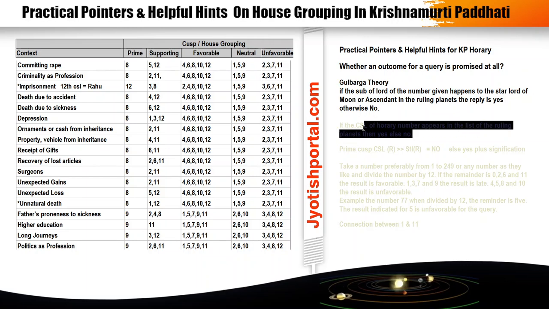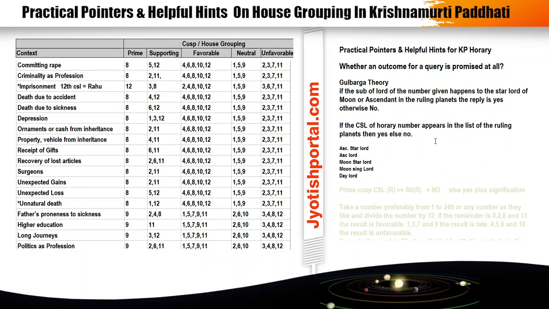Now this rule has some more extension. That is, if the sublord of the ascendant cusp of the horary number appears in the list of the ruling planets, then it is yes, else no. It sounds similar, but this is a little more of an extended rule. So let me explain this. These are the ruling planets, and this is the order of their strength: the ascendant star lord, ascendant lord, moon star lord, moon sign lord, and day lord.